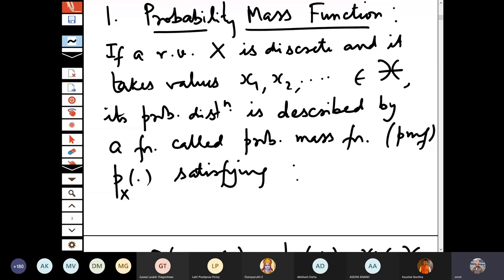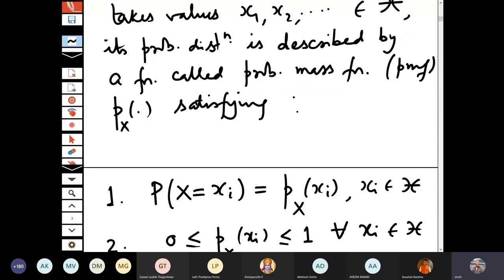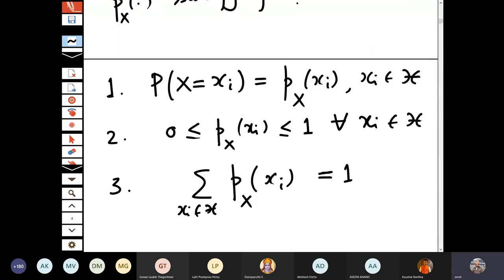So the probability distribution of the discrete random variable is described by a function called a probability mass function. You can see here that it is defined as P_X(x_i), that is, the probability of X equal to x_i. Since it is defining a probability, it should lie between 0 and 1, and the sum of all the probabilities must be equal to 1. So this is the definition of the probability distribution of a discrete random variable. It is called a probability mass function.